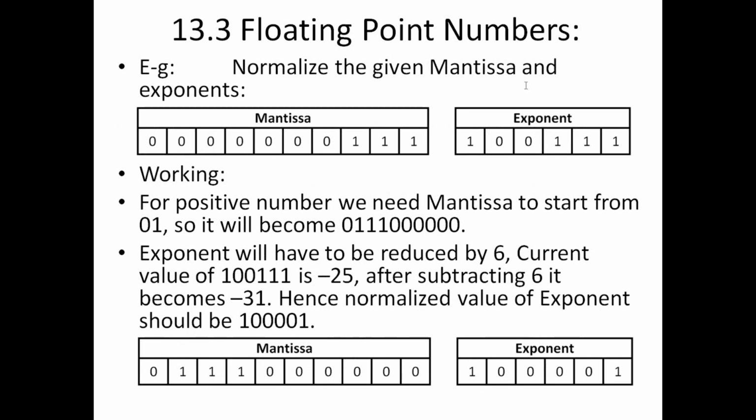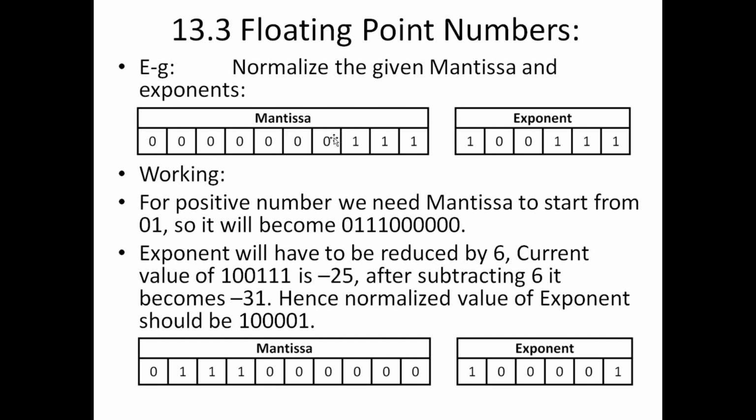For example, normalize the given Mantissa and exponent. This is another type of question from this topic, although it comes a bit rarely. So for example, you're given this Mantissa and this exponent. Examiner says this is unnormalized version, normalize it.